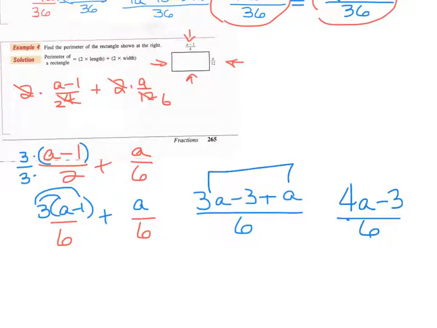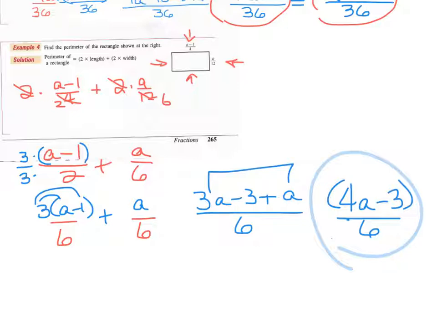I can't factor anything out of that numerator, so I'm going to stop. I can't cancel the 3 and the 6 because remember this is attached. And the only way I could simplify that is if the 6 down here had an a with it. So I cannot simplify anything, so I am done. This is my final answer.